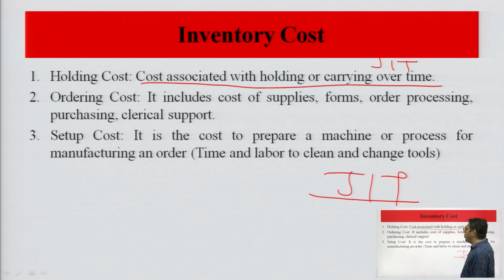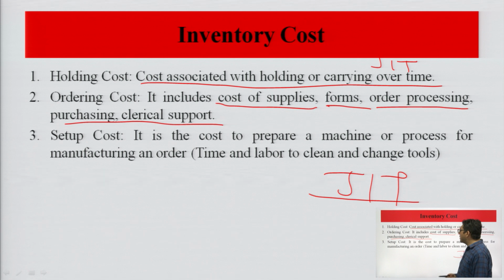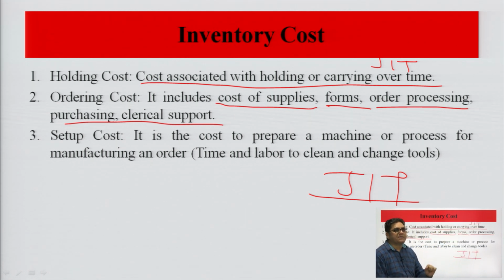Next, it is about the ordering cost. It includes cost of supply, forms, order processing and purchasing, clerical support. So, what is ordering cost? Whenever you place an order, you incur certain order cost, and what components does it have? It is the cost of supply. When you supply, some cost is involved. Certain forms or order processing are involved there.